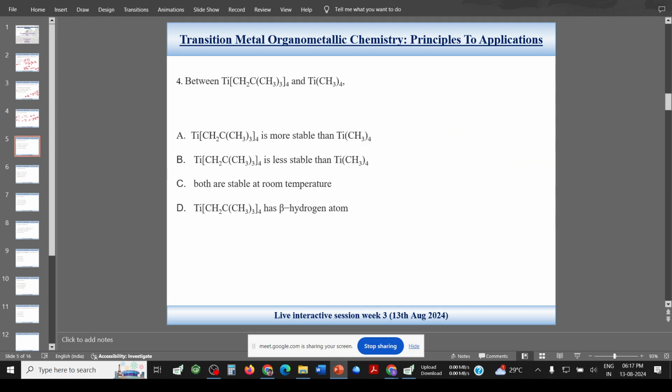Going to question number 4: between Ti(CH2CH3)4 and Ti(CH3)4, we are considering the stability of both complexes. Here we have our Ti, and this group we call a neopentyl ligand.